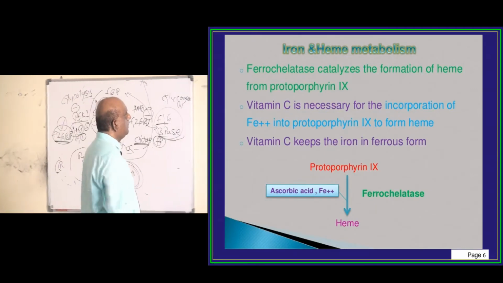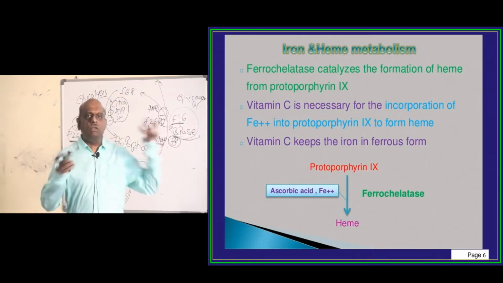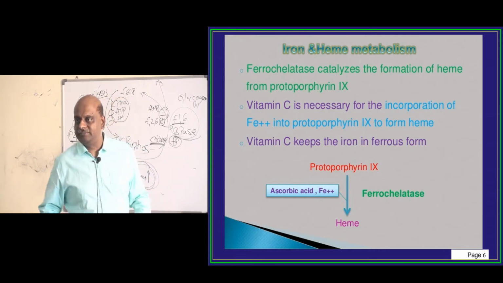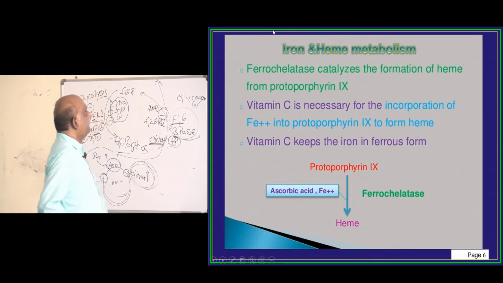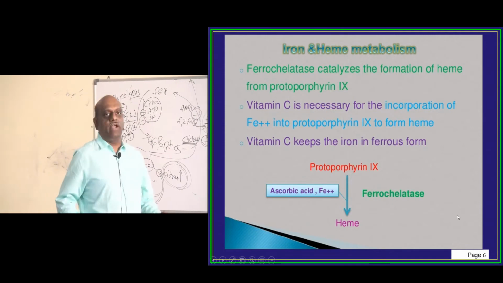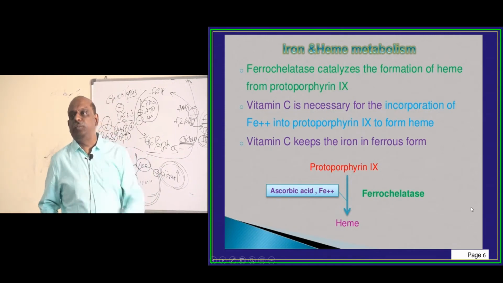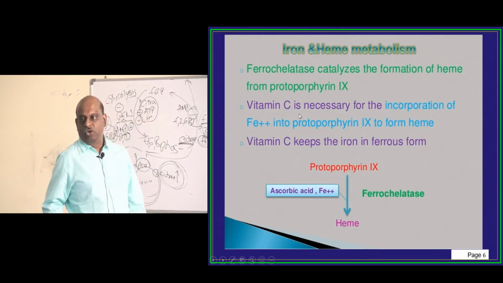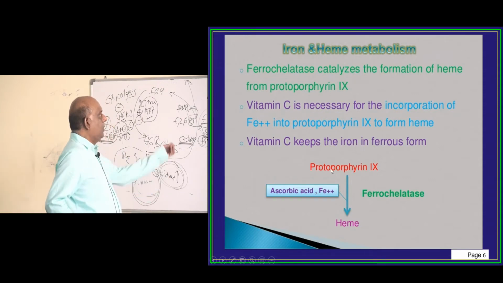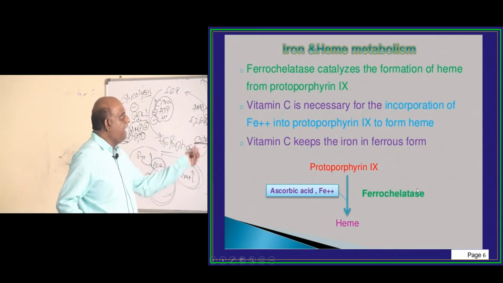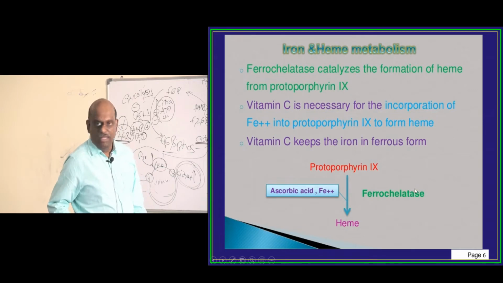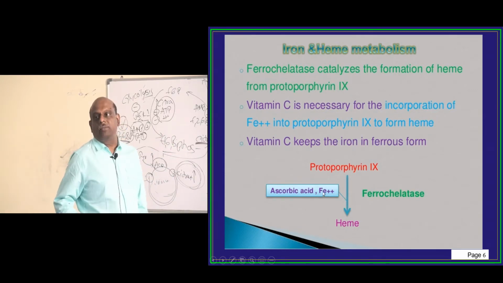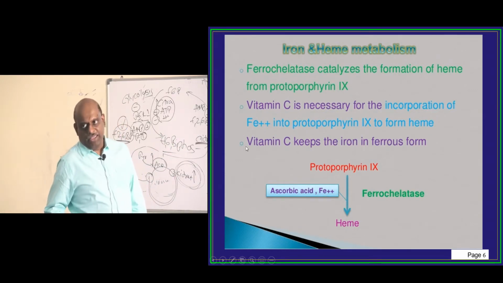So ascorbic acid has a lot of role. Number 1, vitamin C is very much required for the incorporation of the iron into protoporphyrin to form the heme. So protoporphyrin 9 becomes heme, you have a ferrochelatase enzyme, and it basically requires ascorbic acid and Fe+2 is what you should remember.